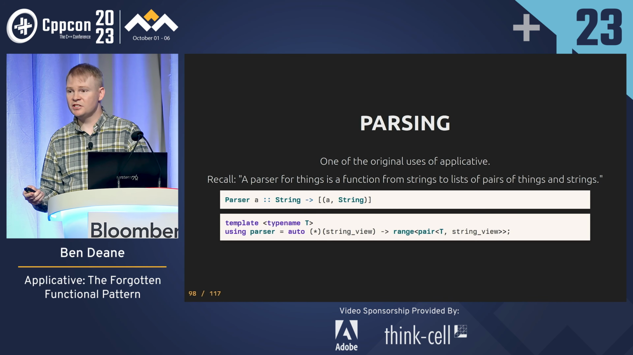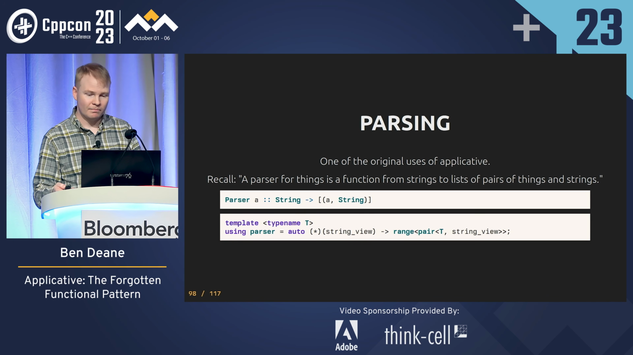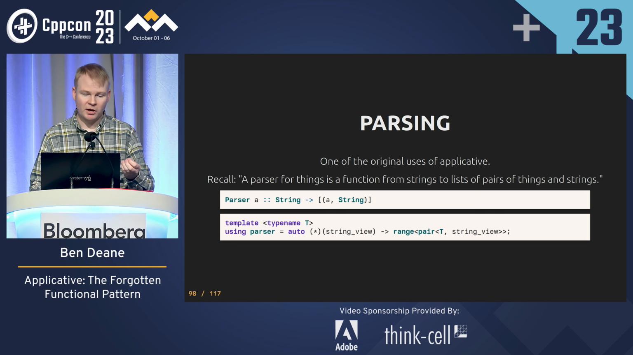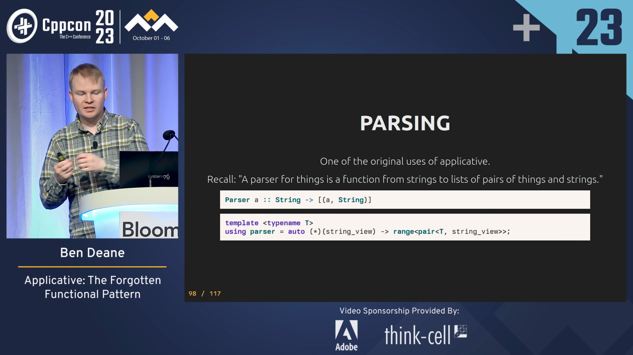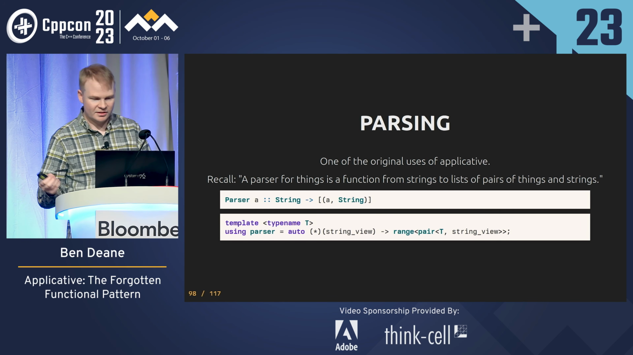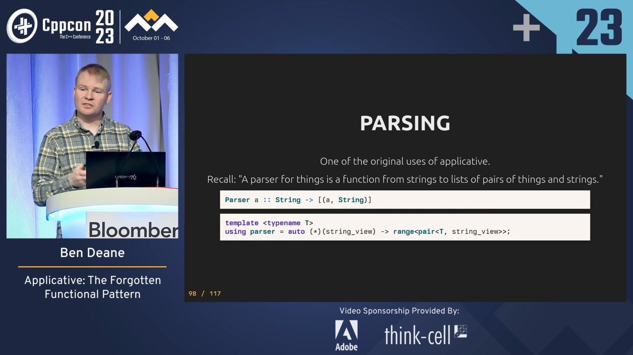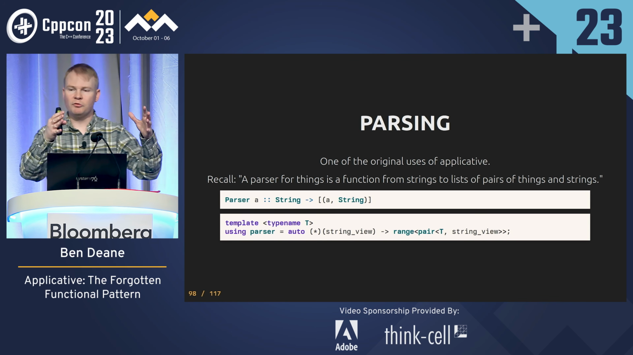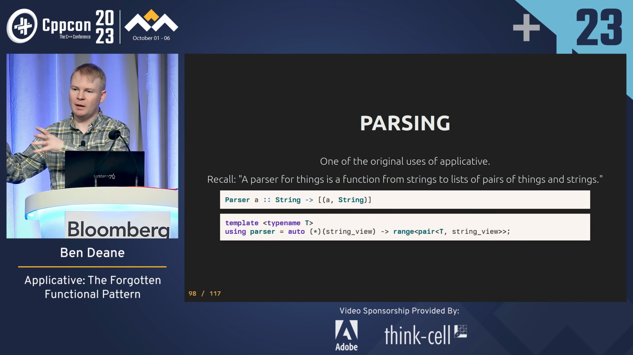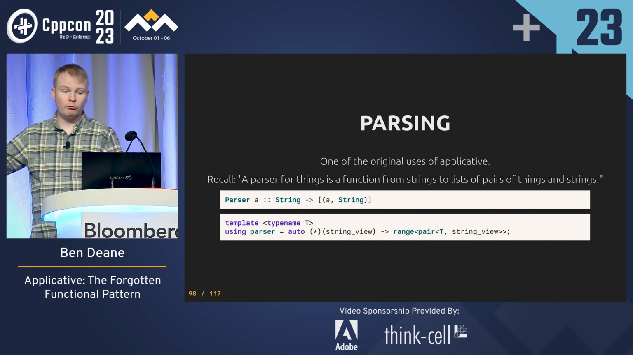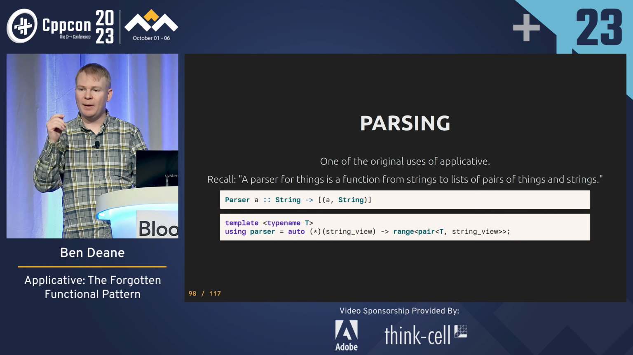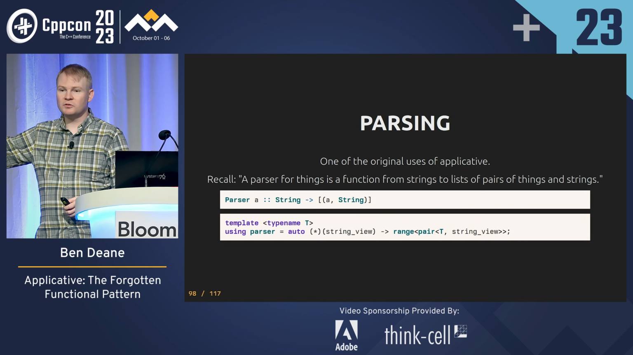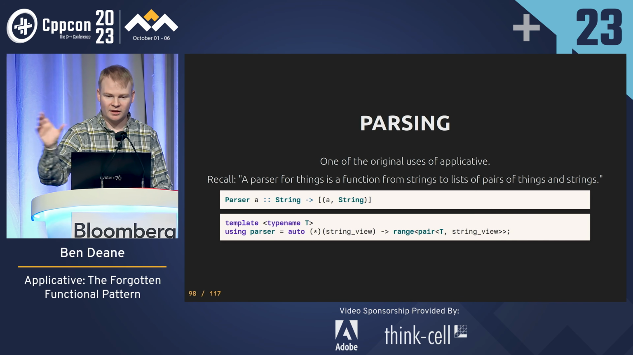One of the original uses in that 2008 paper was for parsing. A parser for things is a function from strings to lists of pairs of things and strings. This is a quote. What that means is, a parser for things, like ints, I'm going to take a string, it's a function from a string, and what am I going to get back? A list or a range of pairs of things and strings. So a pair of a thing and a string is the thing I parsed out and the rest, what was left over on the string, right? That's the pair of thing and string.